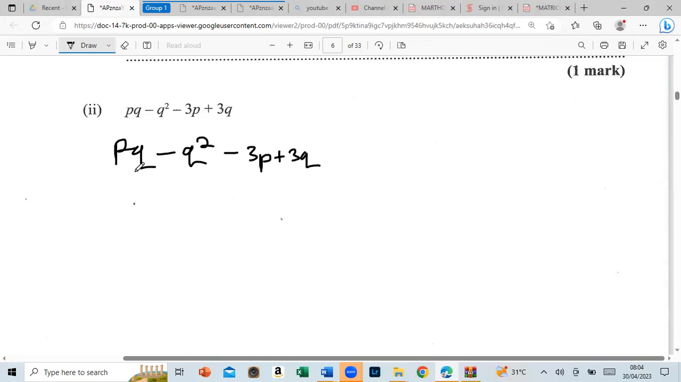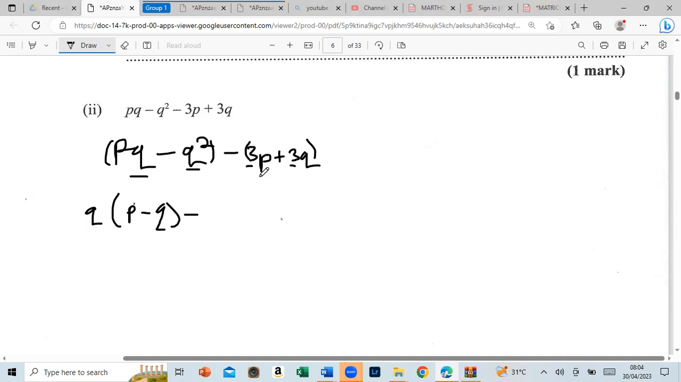All right, so we have q common here, and we have 3 common here. So I'm going to take out q, and then I divide. q into pq, q cancels that, leaves p. Remember, when you multiply it back, you're supposed to get the same thing. And then q into q squared leaves q. So we put our minus.